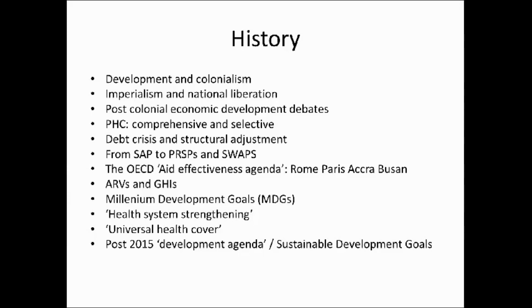The aid effectiveness agenda was clearly a response to the fragmentation of development assistance under SAPs, PRSPs and SWAPs. However, the aid effectiveness agenda was in a sense bypassed by the advent of ARVs and the Global Health Initiatives, GHIs, which emerged in the 2000s to deliver the vertical disease-focused programs with which we're now quite familiar.